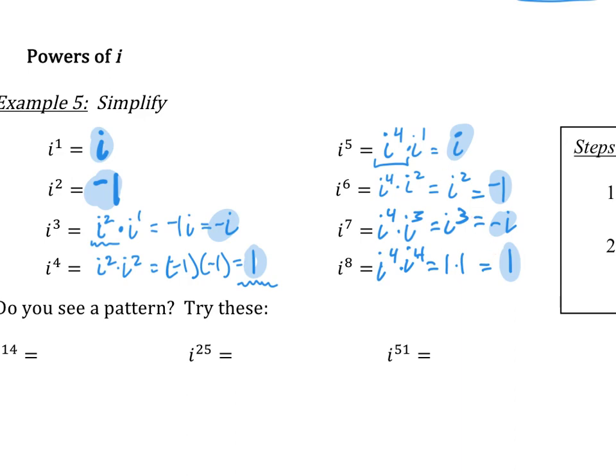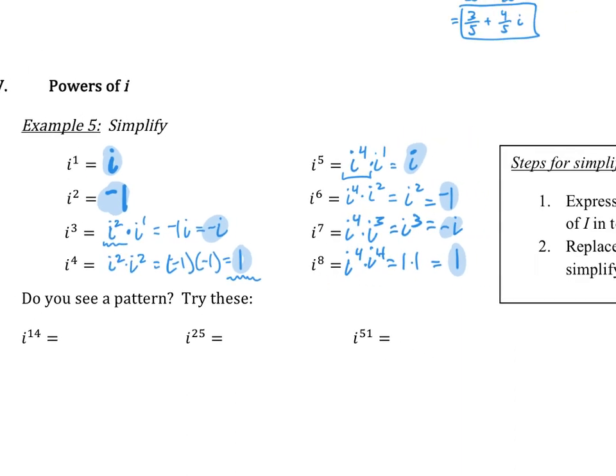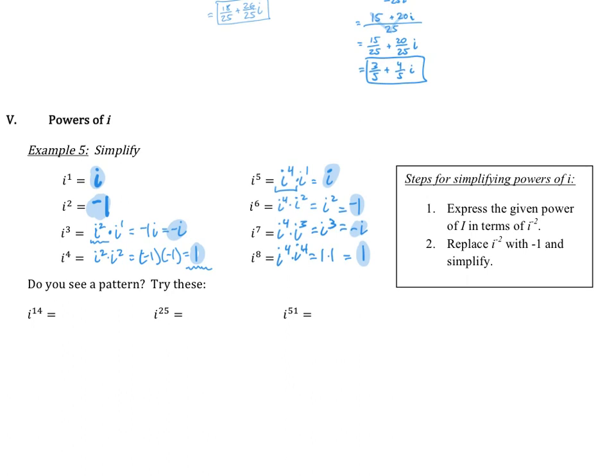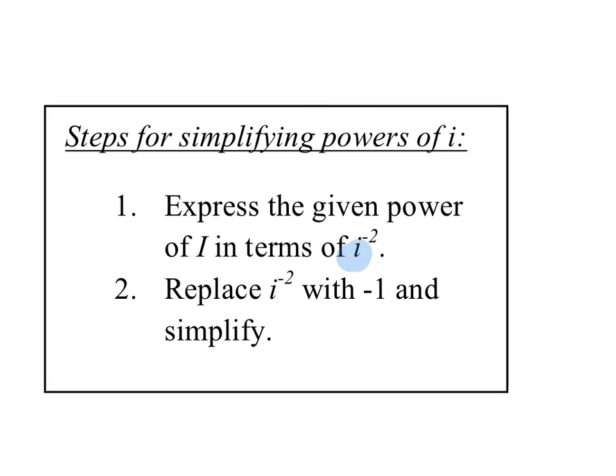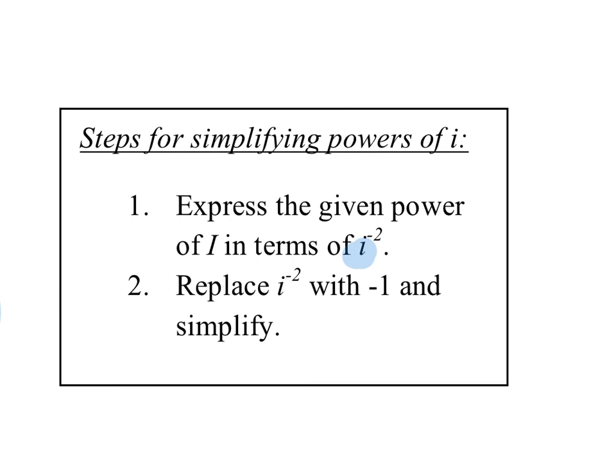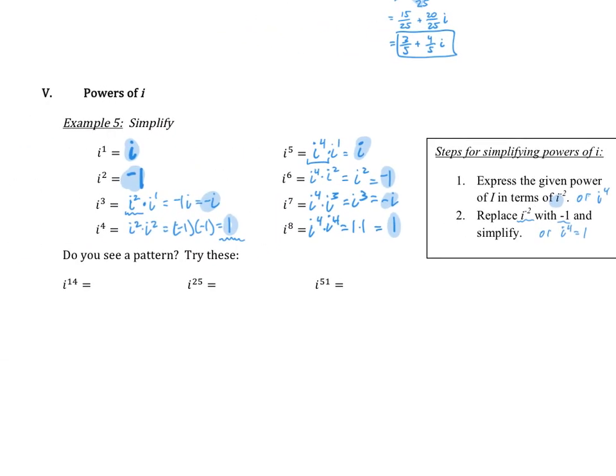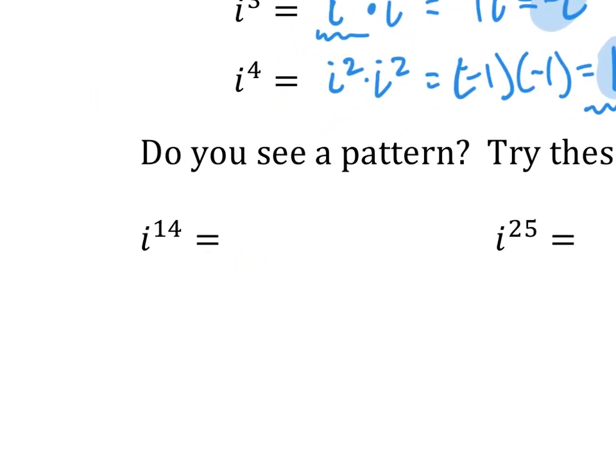So since I to the fourth is 1, there's several ways to go about this, but probably the easiest way is just to express a given power in terms of I squared or I to the fourth. I don't know what that negative is doing there. That negative's an accident there. Sorry. And then replace I squared with negative 1 or I to the fourth with 1. Either way is a good way to go there.